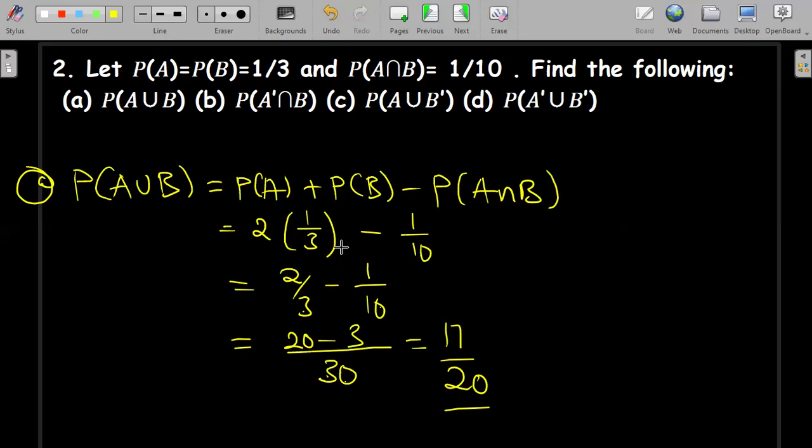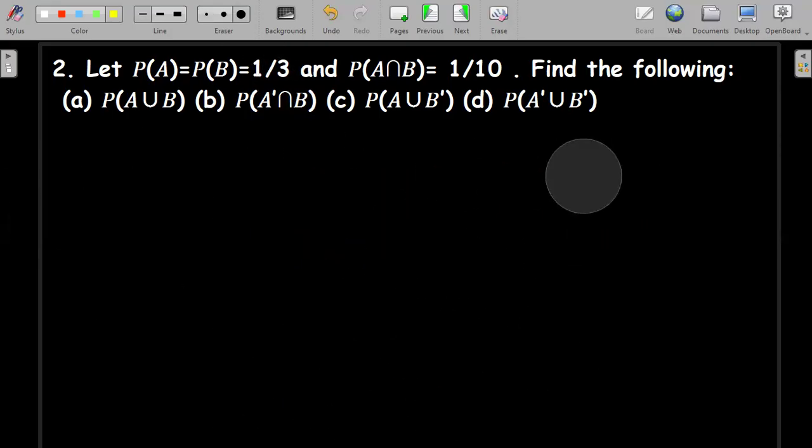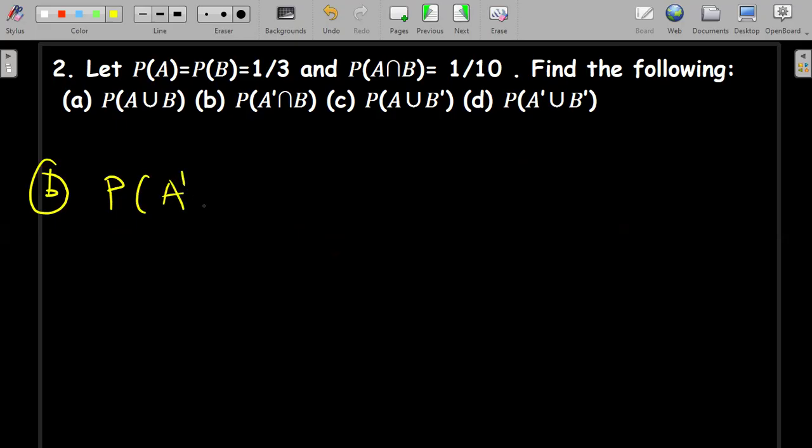Then let's look at the one on B. The one on B, we have P of A complement intersection B. This one here is that property that I mentioned, so we must use that property there. So A complement intersection B is the same as what?